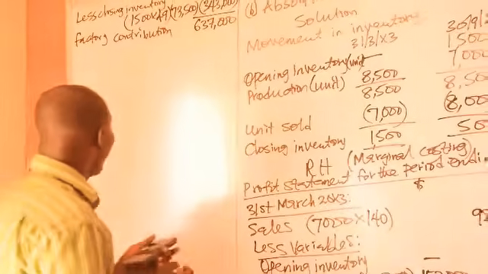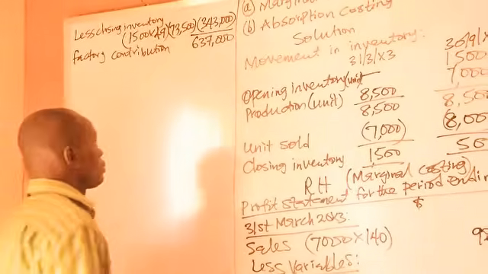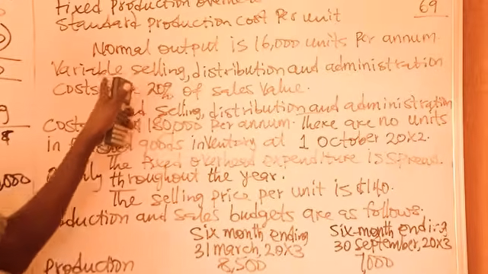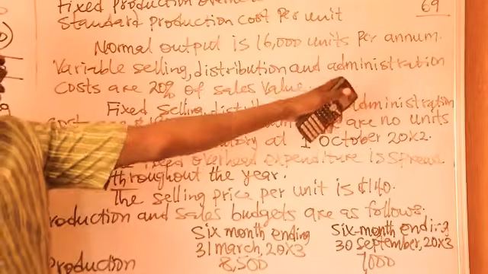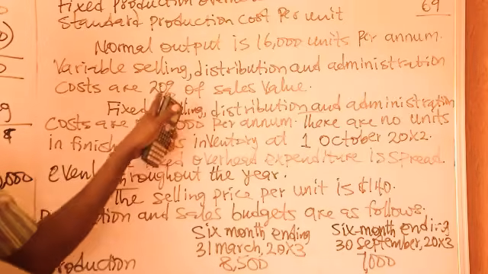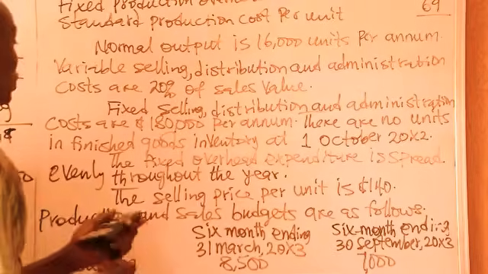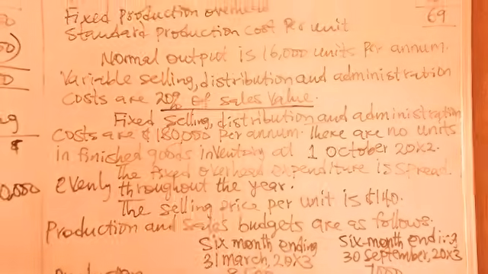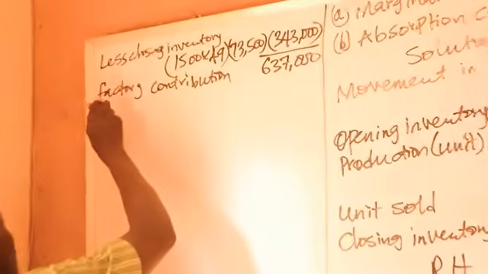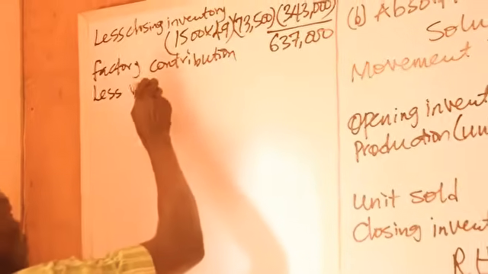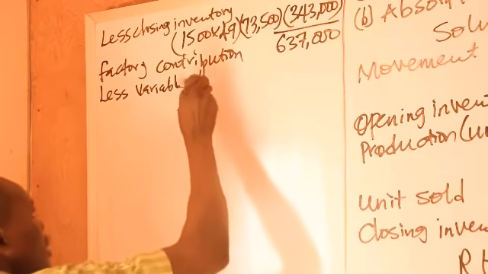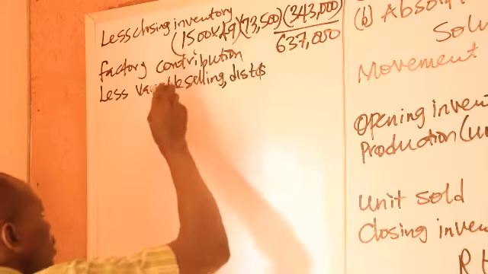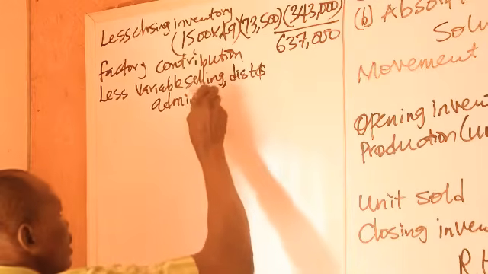After that, you now less other variable costs. The other variable costs we have include variable selling, distribution, and administration costs, which are 20% of sales value. You have been told your variable selling, distribution, and admin is 20% of sales value. So we now less variable selling, distribution, and administration, which is 20% of sales value.